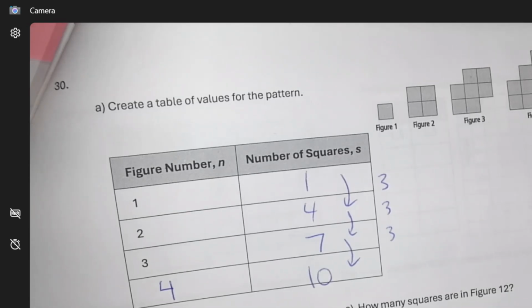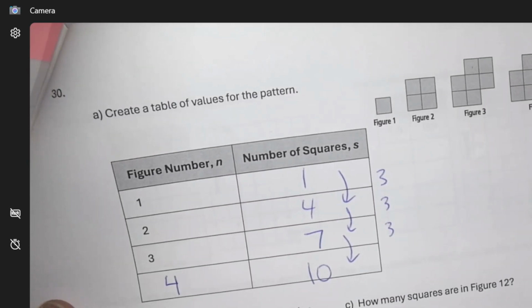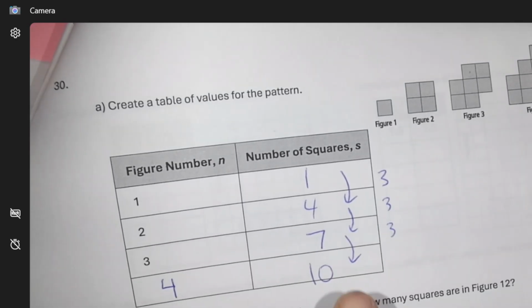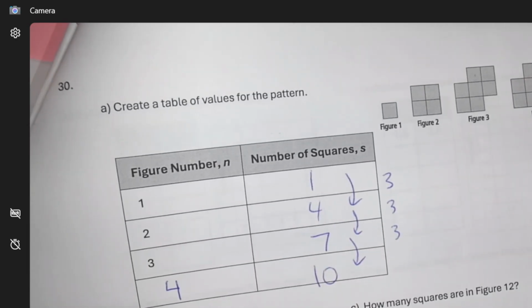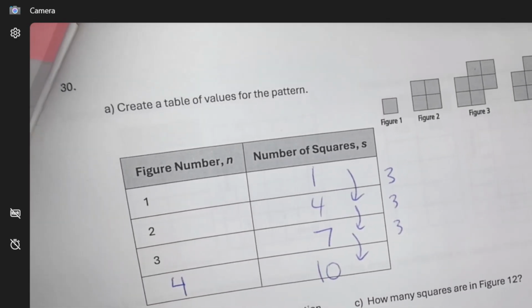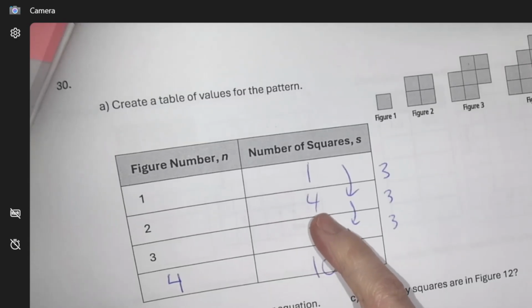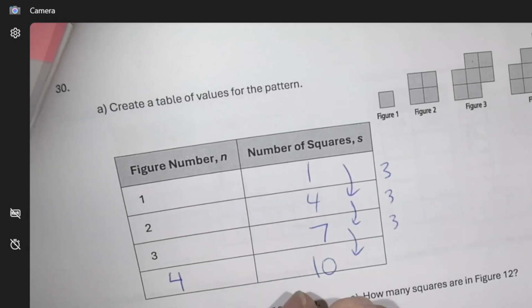Okay, so we're going to go. These squares equals 3 times the n. And then we have to figure out what to do. Ready? I'm going to just grab a random one. So I'm going to do this one, 2. What is 3 times 2? 6. How could I get to 4? Minus 2.